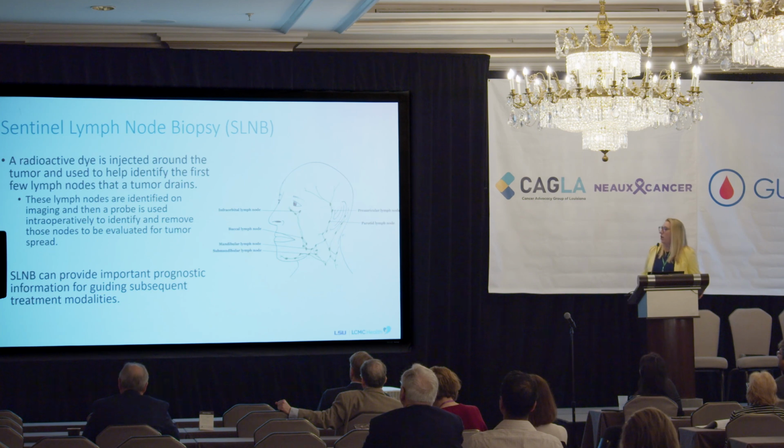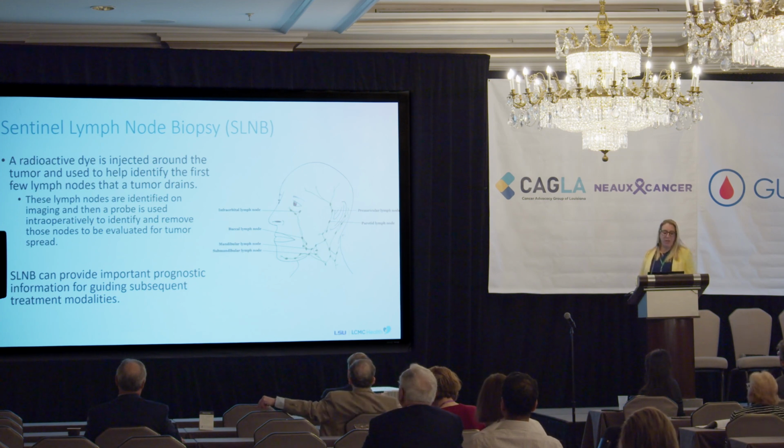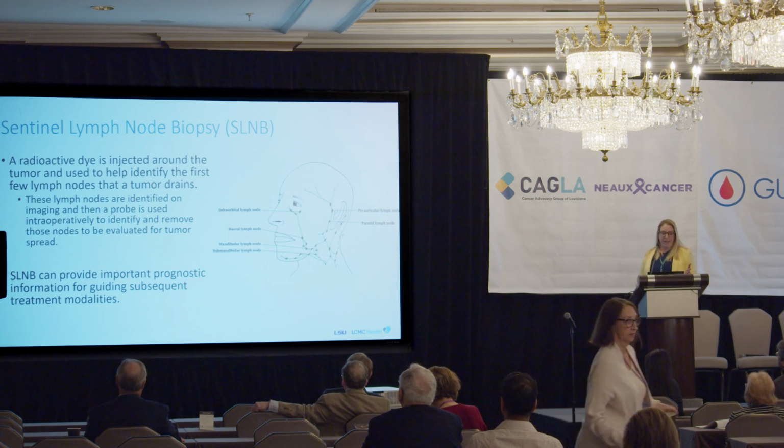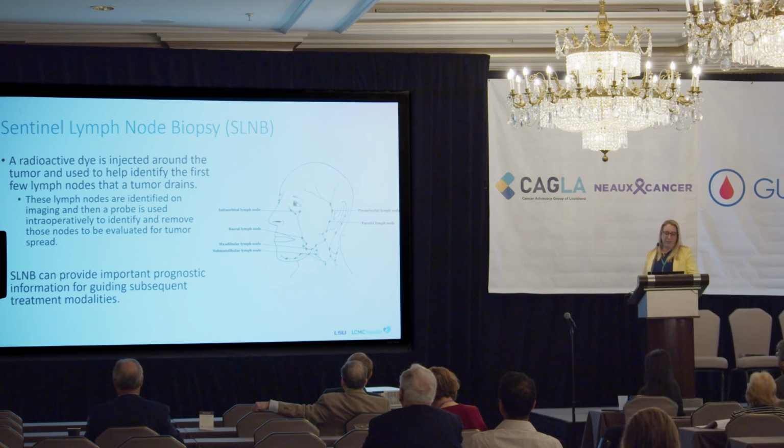I wanted to talk a little bit about sentinel lymph node biopsy, and that seemed like the best place to fit it in. For those who aren't aware, this is when you use a radioactive dye to inject around your tumor to help identify the first few lymph nodes that the tumor is draining to. We can look at imaging to identify where these lymph nodes are and use a probe intraoperatively to remove these lymph nodes, and have them evaluated by our pathology colleagues to see if there's been tumor spread.